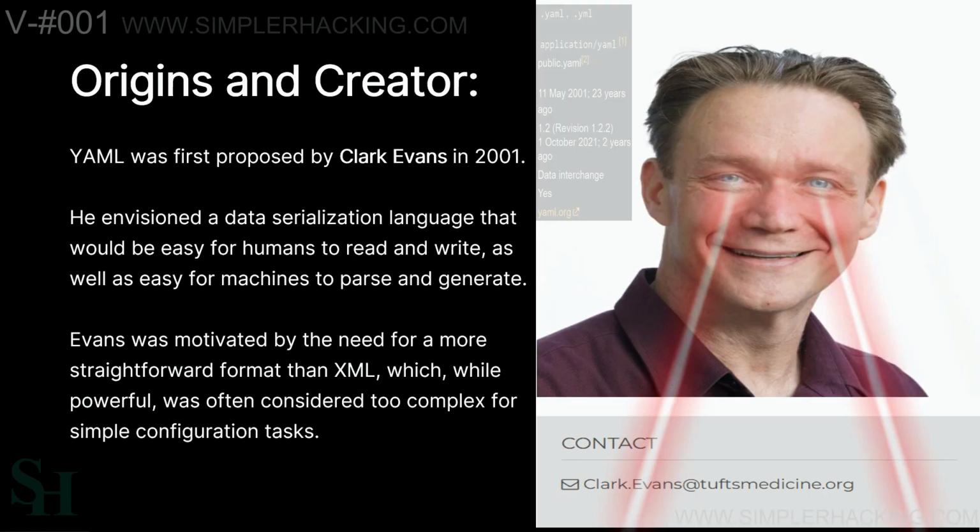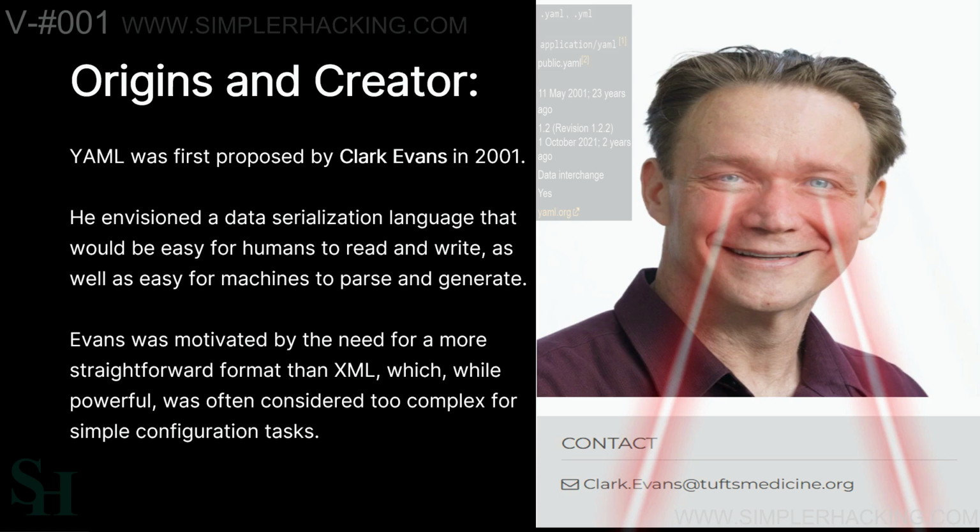YAML was first proposed by Clark Evans in 2001. He envisioned a data serialization language that would be easy for humans to read and write, as well as easy for machines to parse and generate. Evans was motivated by the need for a more straightforward format than XML, which, while powerful, was often considered too complex for simple configuration tasks.